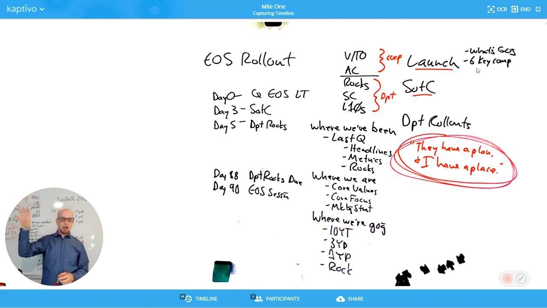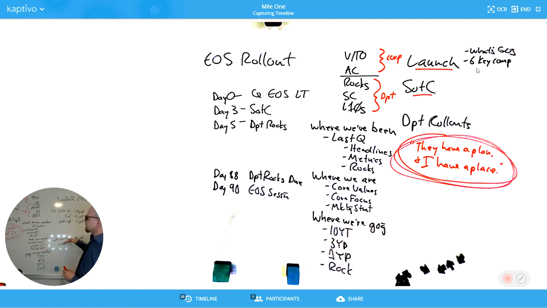So the launch is how we do the initial kickoff of EOS. The state of the company is what we do every single quarter. And then we talked about the cadence of when things happen with setting rocks with departments. The goal of the content of the state of the company: they have a plan, I have a place.